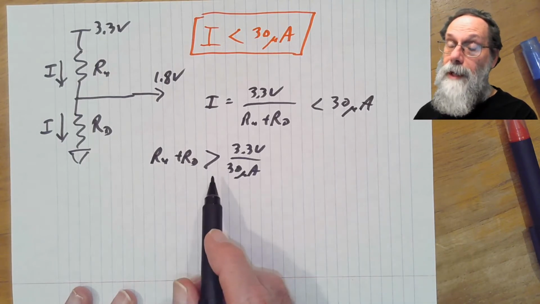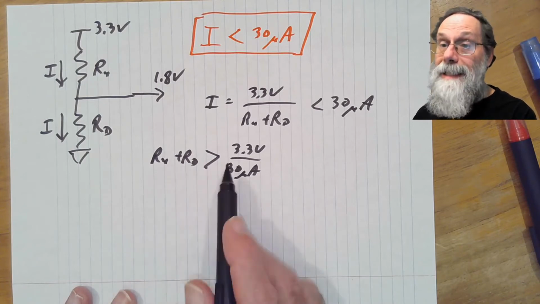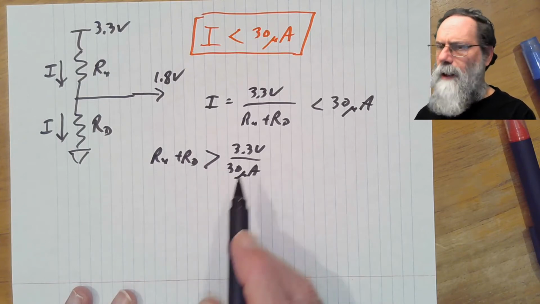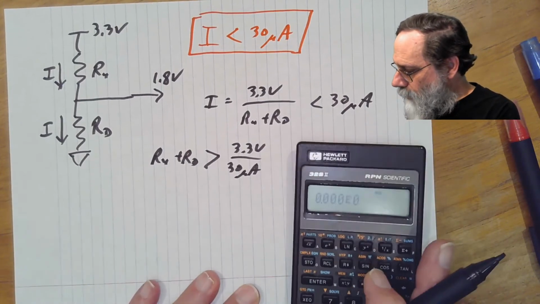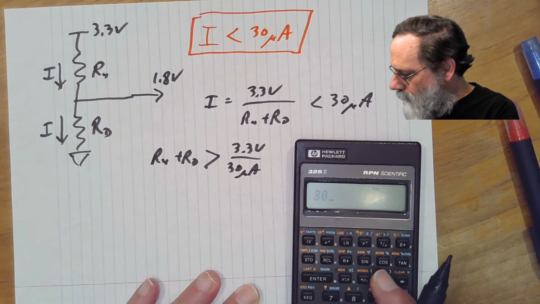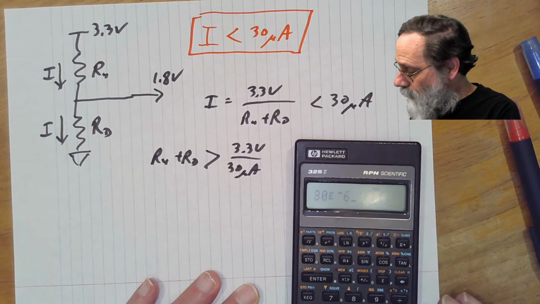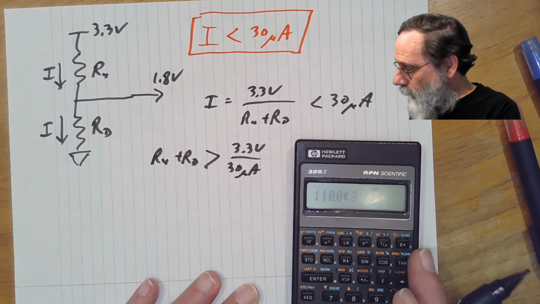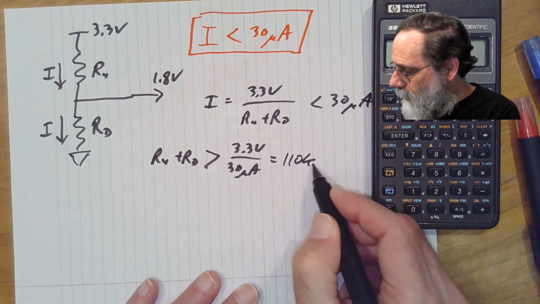And here you can see the advantage of having kept this as an inequality: I know that the resistors have to be at least this big. Well, how big is that? Let's get out a calculator. And try putting in 3.3 volts and dividing by 30 microamps, which is 30 times 10 to the minus 6, and I'll get that RU plus RD has got to be greater than 110 kiloohms.